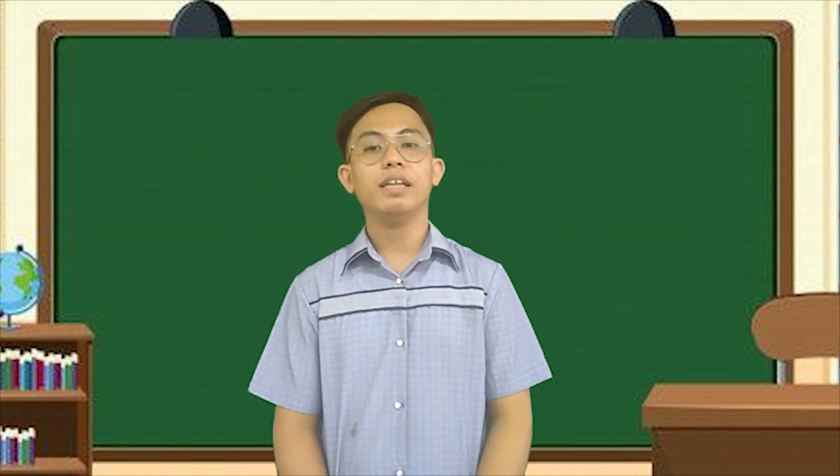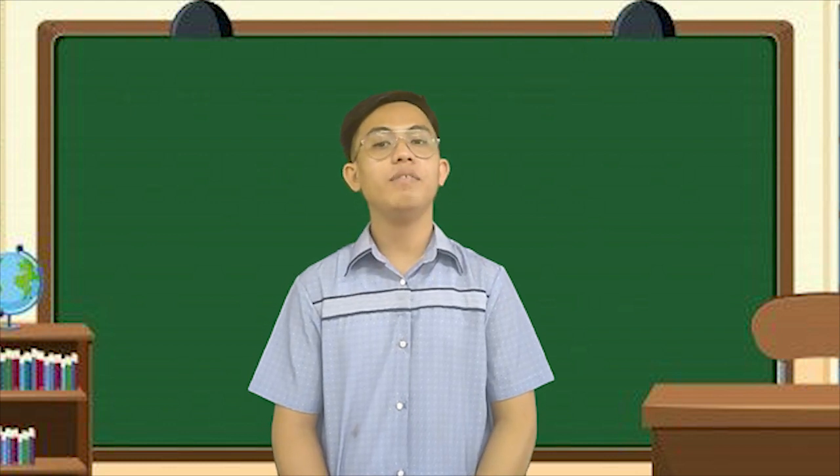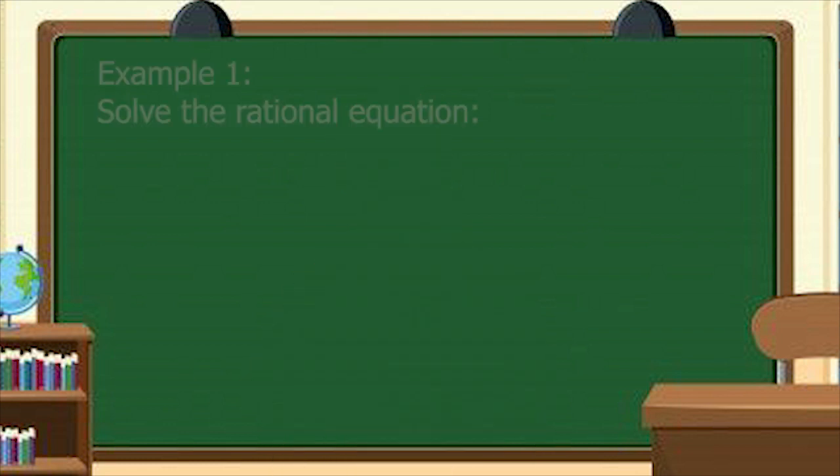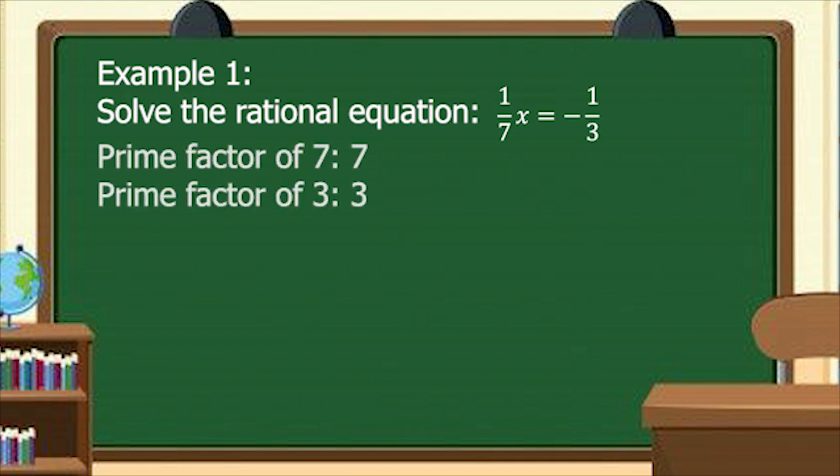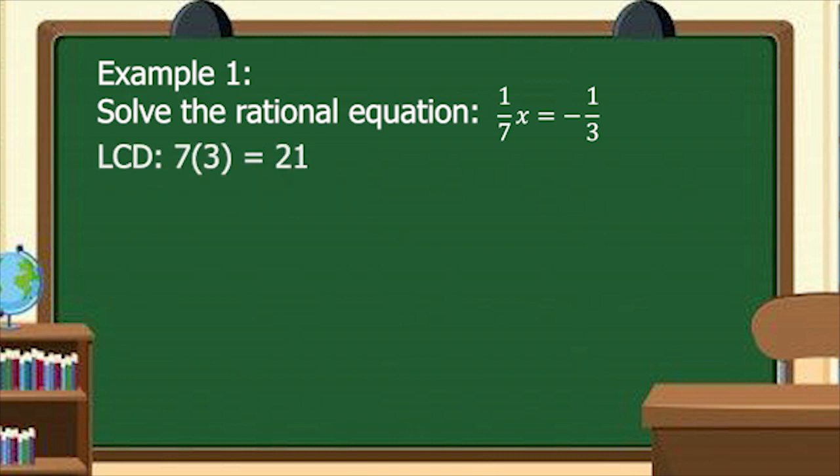For you to fully understand how to solve rational equations, let's have this first example. Example number 1, solve the rational equation 1 over 7x equals negative 1/3. To solve for x, let's start finding the LCD or the least common denominator. The denominators here are 7 and 3. 7 has a prime factor of 7 and 3 has a prime factor of 3. Thus, the LCD is 7 times 3, which is equal to 21.